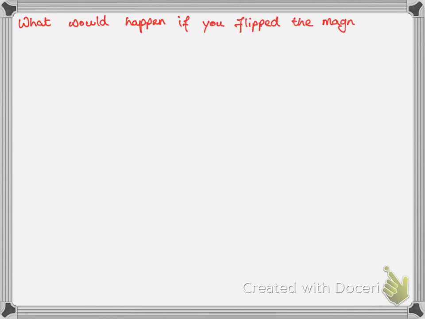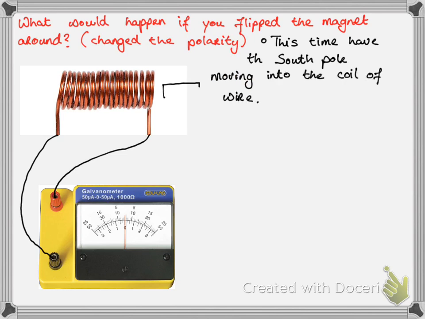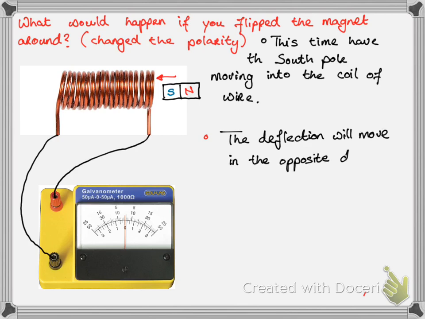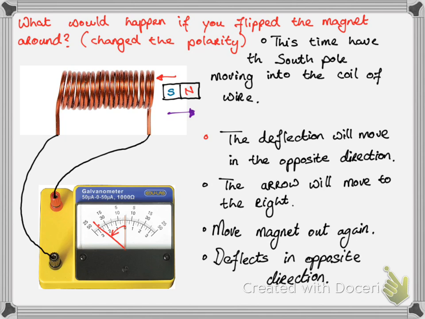Now we need to ask ourselves, what would happen if you flip the magnet around? So if you change the polarity. So again, we have the same equipment as before. This time the south pole is moving into the coil of wire rather than the north. So south to north this time. If we move the south in this time, the deflection will move in the opposite direction. So unlike last time where it moved to the left, this time we will move to the right. And the arrow will move to the right of the galvanometer. Again, if you move the bar magnet out, the deflection will occur, but this time in the opposite direction.